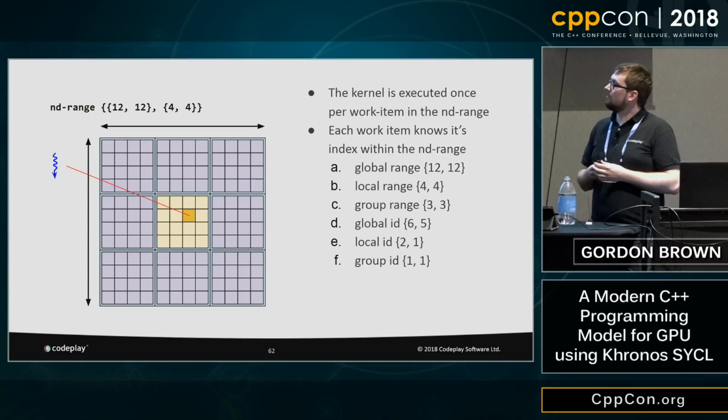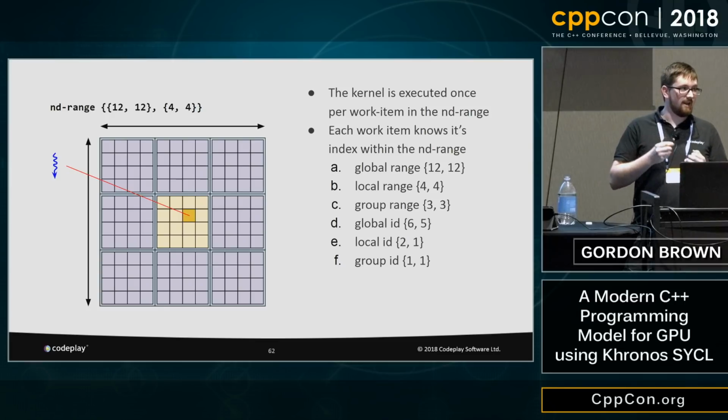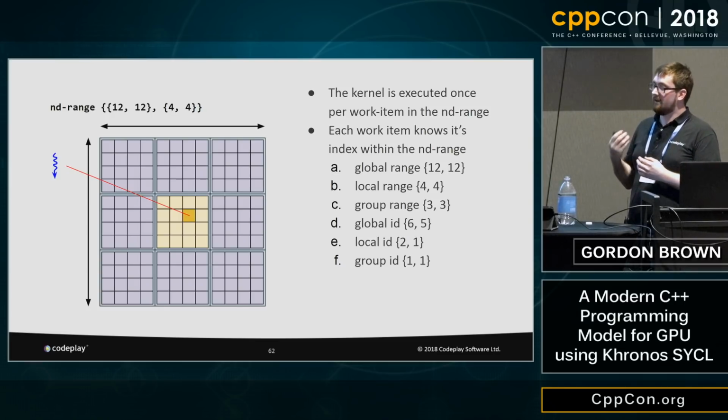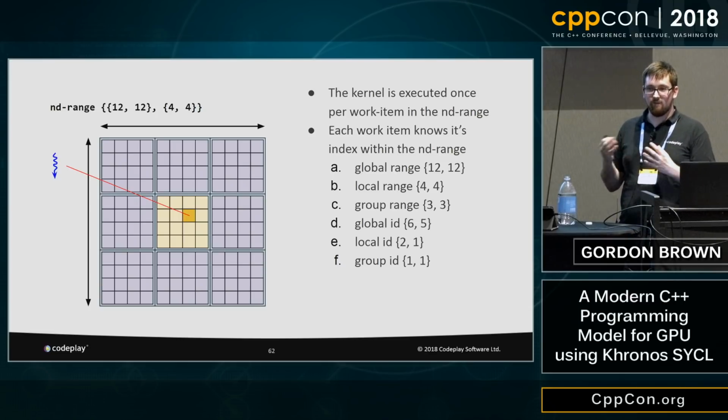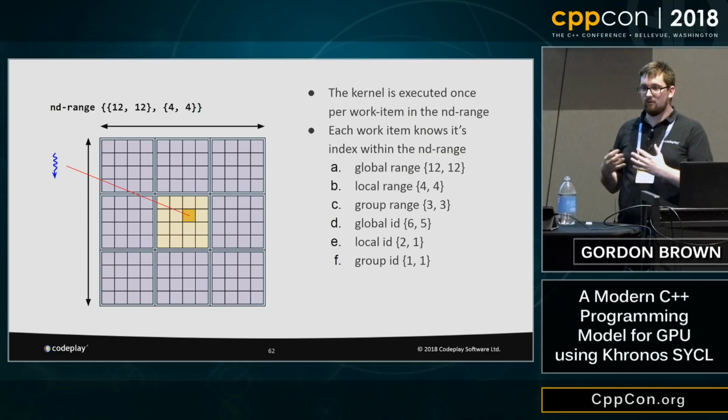So, like in the example before where we had this ID that told you which index you were in your function, when you're running in a kernel, you need to know which index you are within the ND range that you've just specified. So there's a number of things that you can query within a kernel to know where you are.